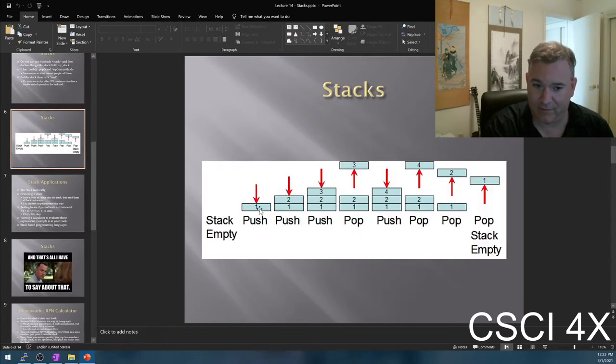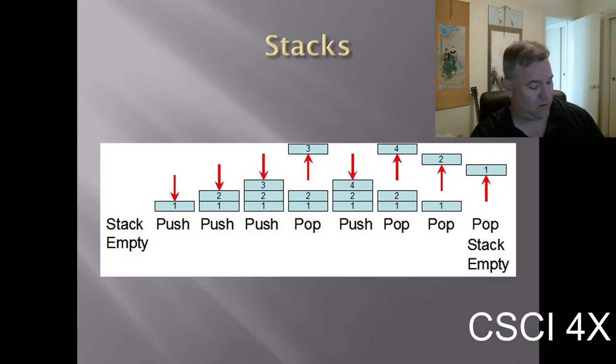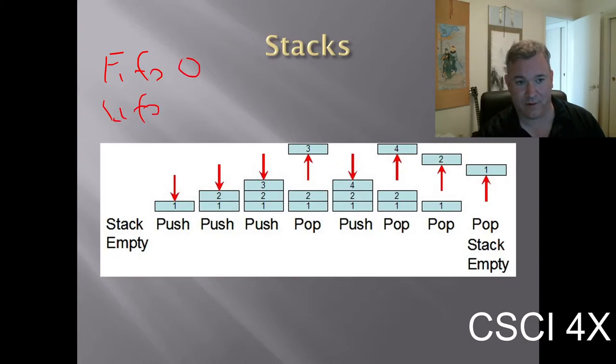It's like a stack of plates, right? If you push one, push two, push three, when you pop, three comes off. In a queue, if you push one, push two, push three, one would come off. That's the difference between a stack and a queue. In a stack, the last one in is the first one out. In a queue, the first one in is the first one out. FIFO versus LIFO. First in, first out is a queue. Last in, first out is a stack.